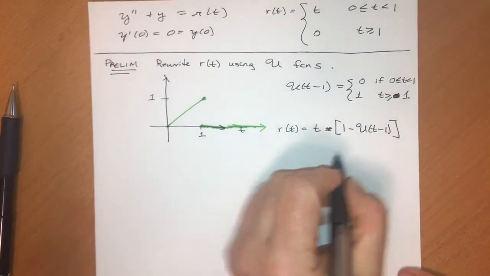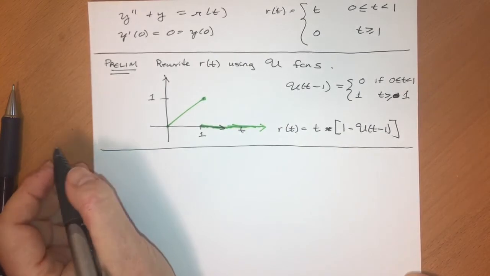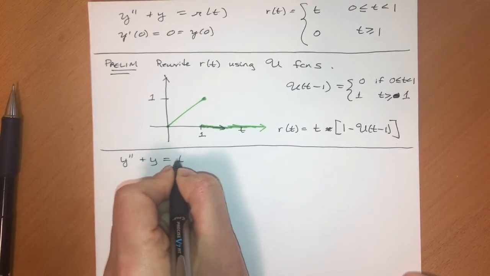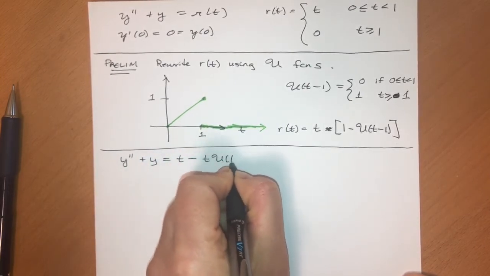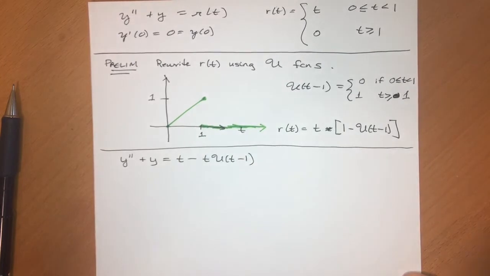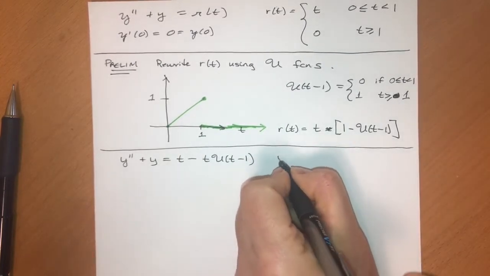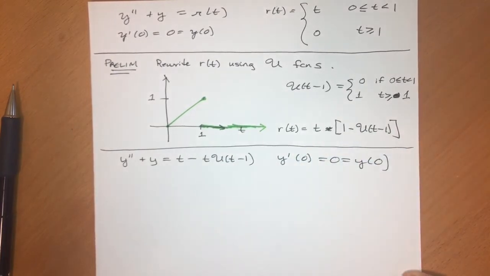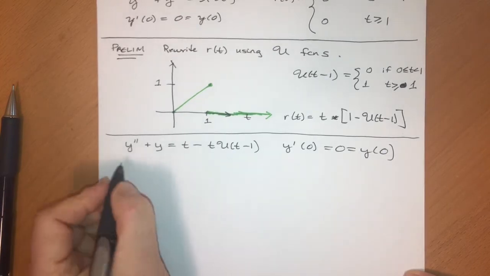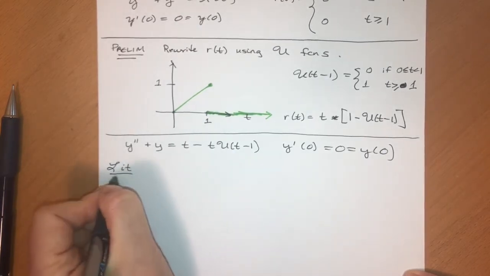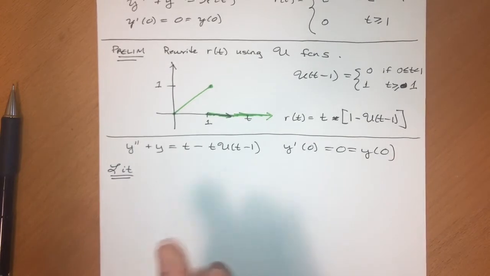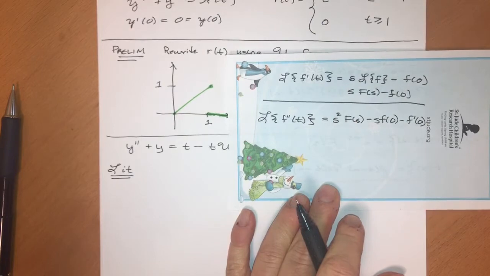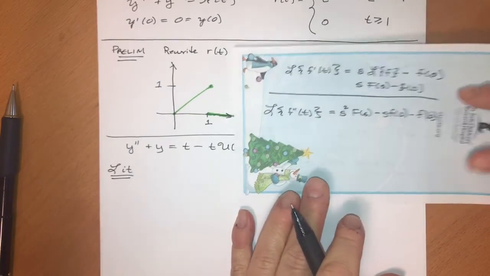So now my differential equation looks like y double prime plus y equals t minus t times the unit step function there that changes at 1, and I have my initial conditions as before. And now you're ready to use the Laplace. So the first step is to Laplace everything. On the left-hand side, we're going to have to use these formulas that you've worked with a number of times now.